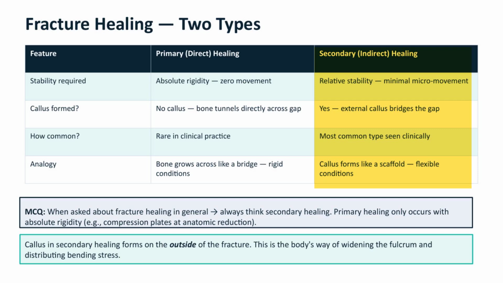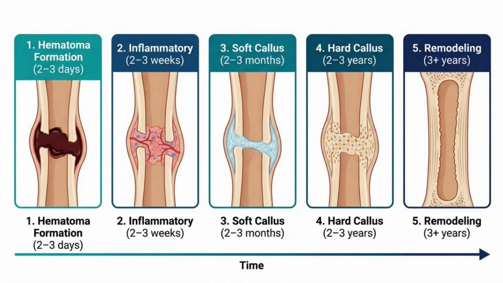The second is secondary, or indirect, healing. This is the more common type. It requires only relative stability, with minimal micromovement. Healing occurs via callus formation on the outside of the fracture, bridging the gap. This is what we see in most clinical scenarios. Now let's go through the 5 stages of secondary fracture healing.